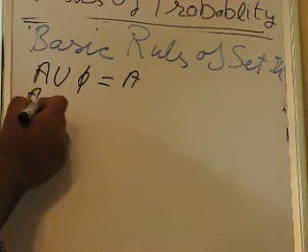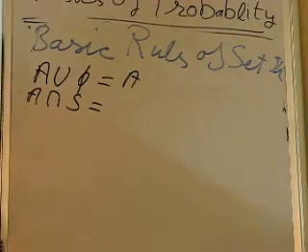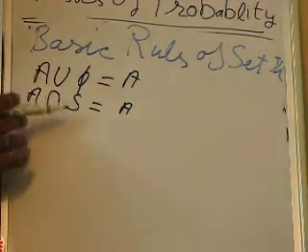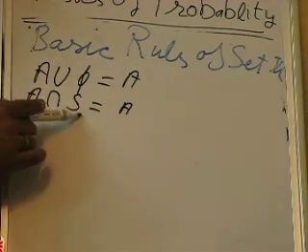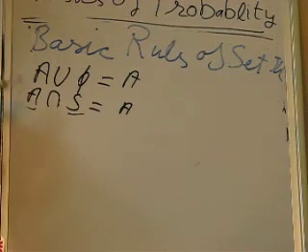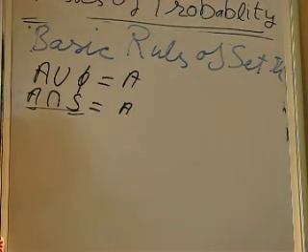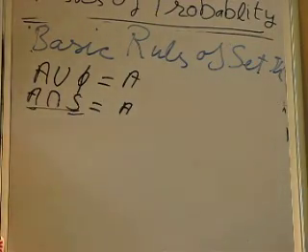Similarly, if you take an intersection of a set with a sample space S, what will you get? Again you will get A, because A is a subset of S and S is a superset of A. That means S already contains A. So A intersection S is all the elements of A that are common with S. So you will again get A. This is called the identity law.